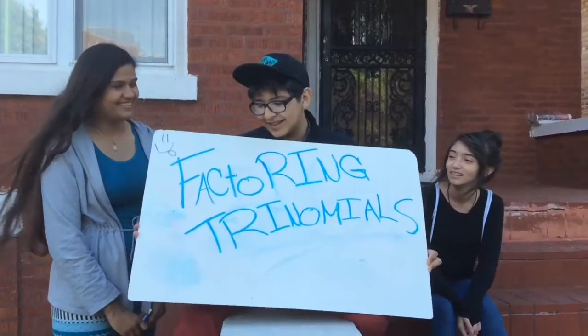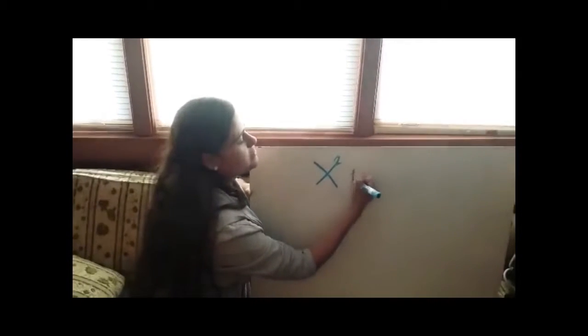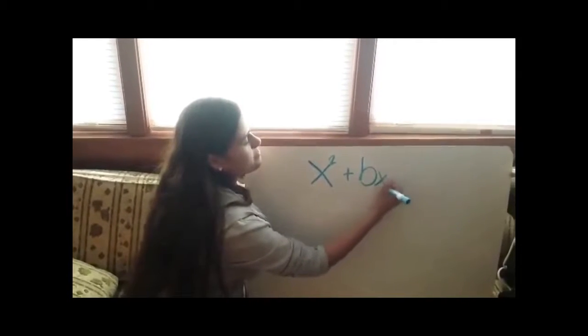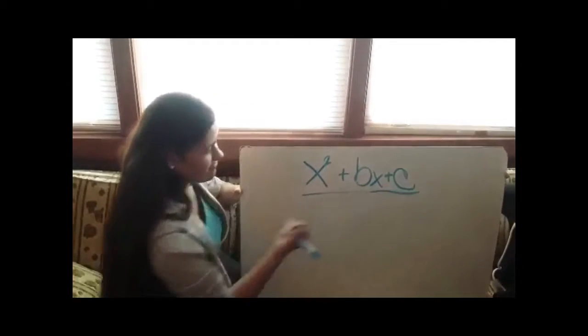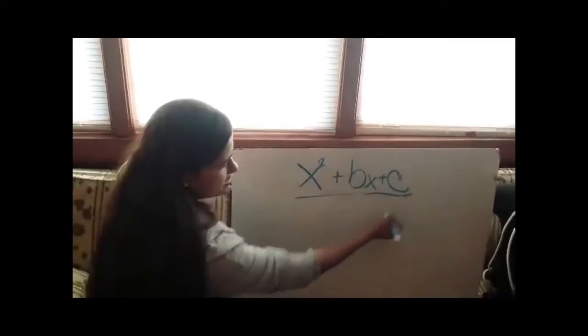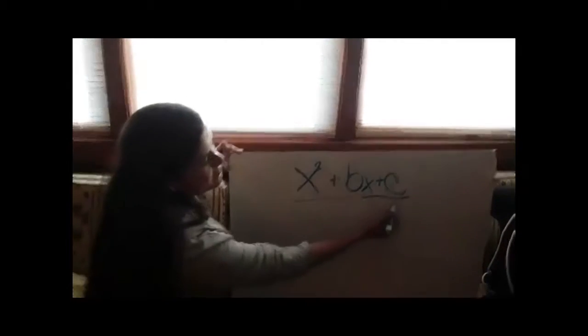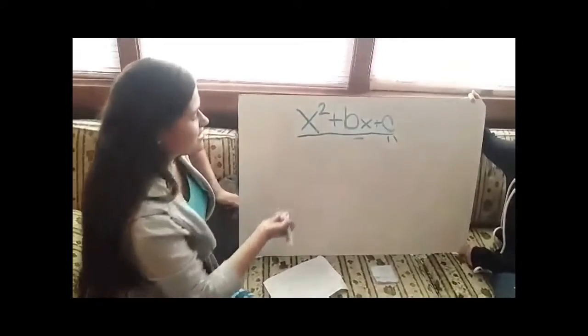And we're going to be learning this. So, the formula is x squared plus bx plus c. In order to factor the trinomials, you need to find two numbers that you can multiply to get c, that when you add them up, equals b. Alright, so that's the formula.